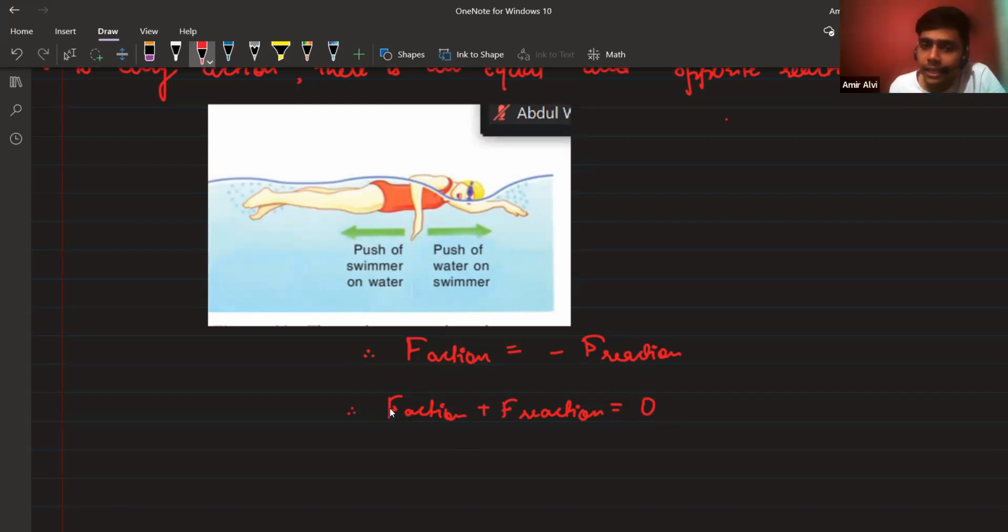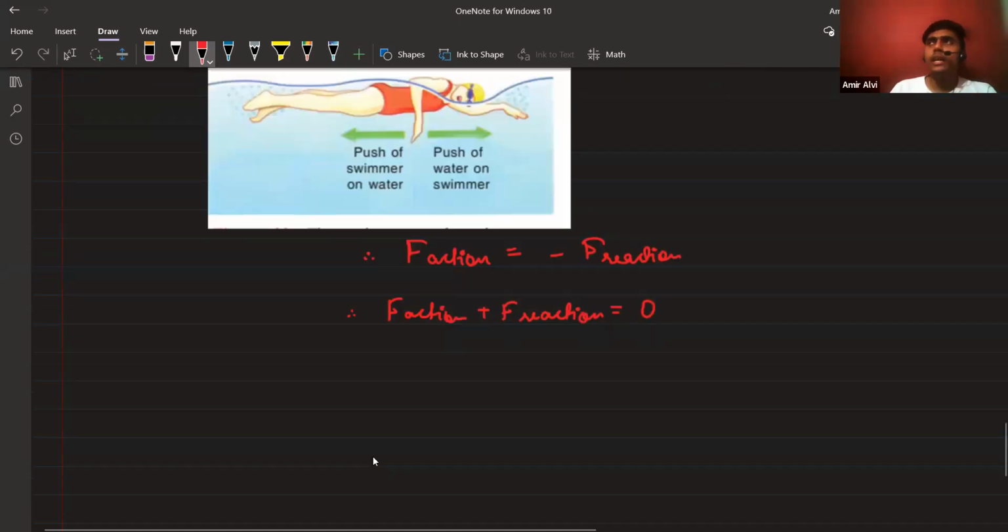Clear? So you can see that if I add the action and reaction forces, the sum of the forces, the net force, is 0. Yes or no? So do you understand the concept of balanced force? Balanced forces are those forces in which the net force is 0. Clear, everybody? Very good.